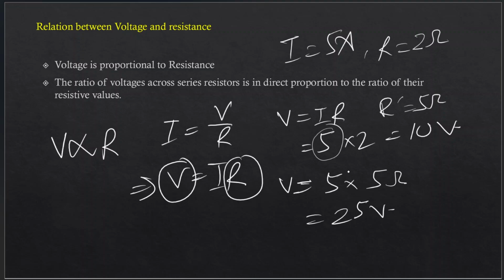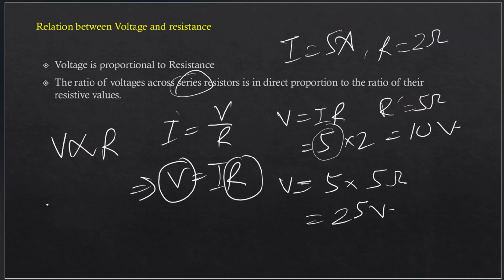So this means that voltage is proportional to resistance throughout the circuit, and there's a ratio rule for the proportionality of voltage and resistance, which states that the ratio of voltages across series resistors. Again, notice this is an important part. Series resistors, we'll see why it's an important part. So the ratio of voltages across series resistors is in direct proportion to the ratio of their resistive values.